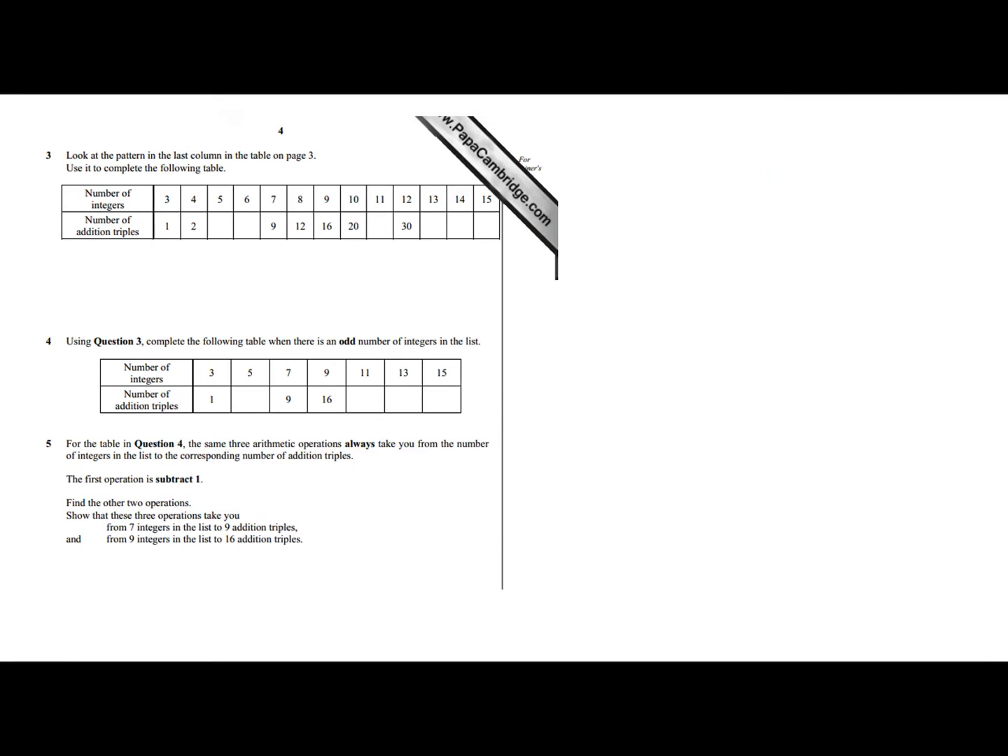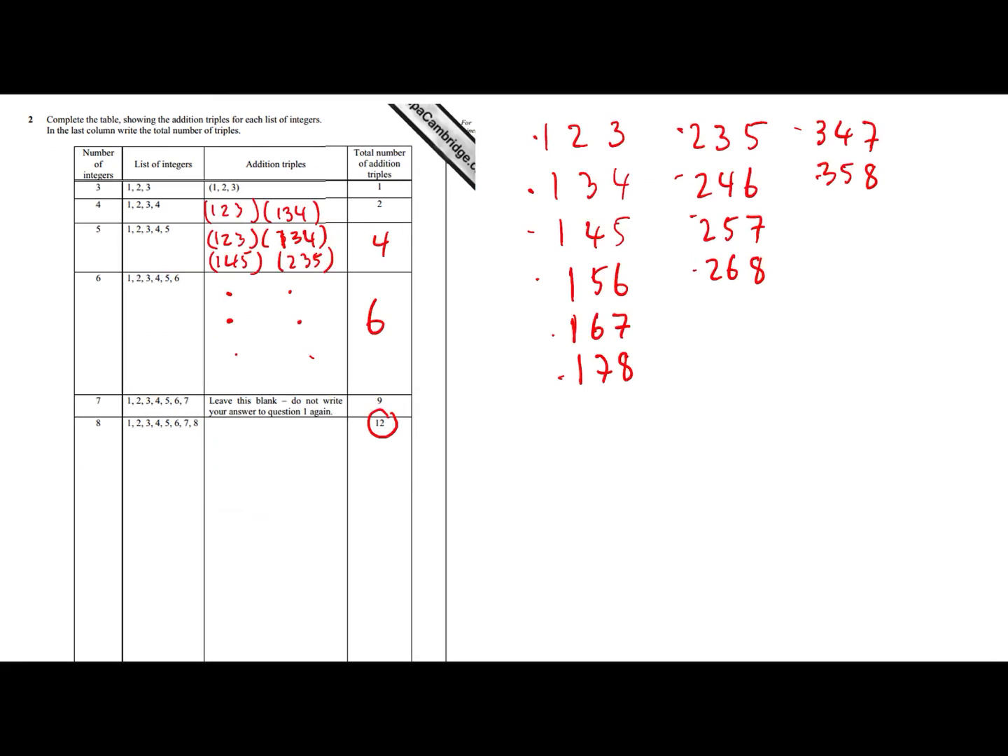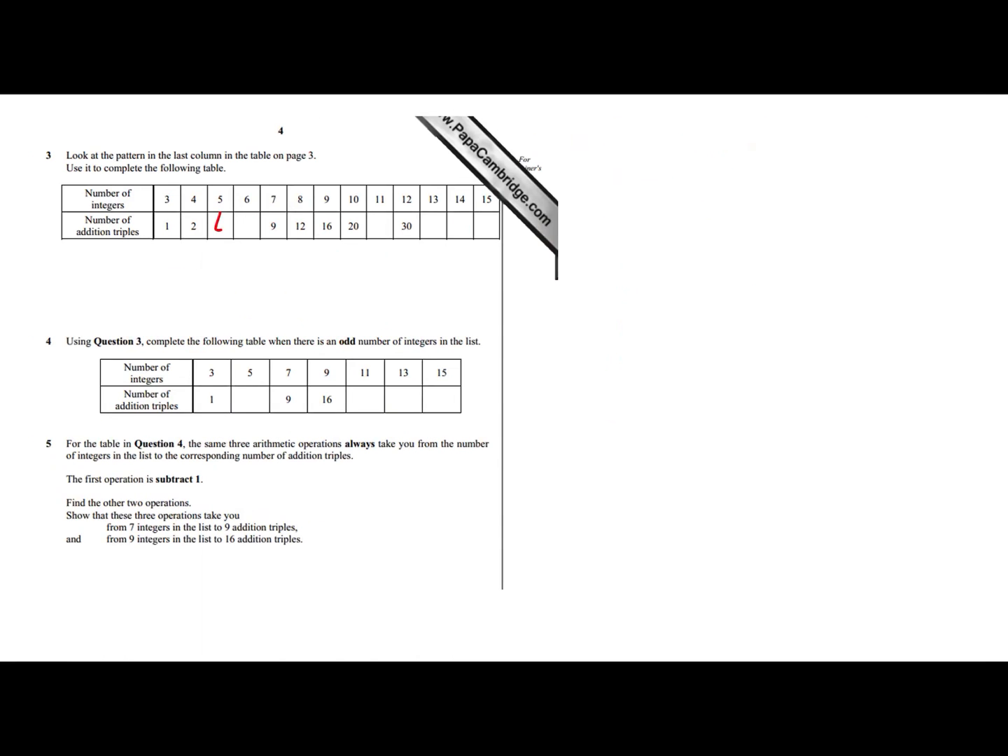Okay? Right, now this is where it starts to get a little bit difficult. Now one thing that you can do when you look at a question, if you can't understand how to do it, you can leave it and maybe the next question you will be able to do and actually help you do the last question. That's actually what happened to me when I looked to do question 3. Okay, so it says look at the pattern in the last column in the table on page 3. Use it to complete the following table.